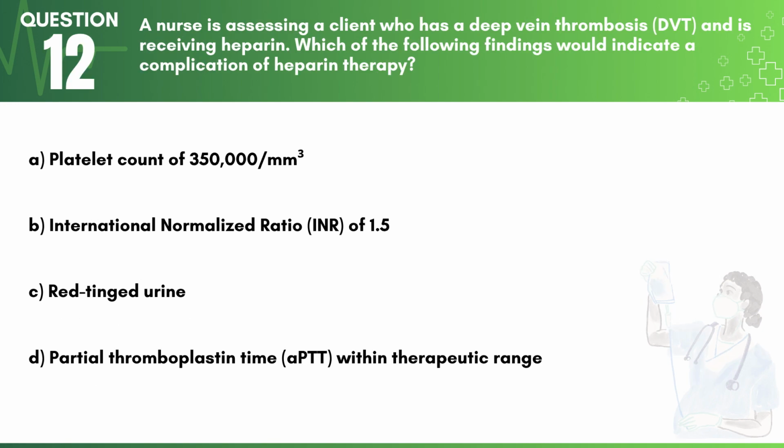Question 12. A nurse is assessing a client who has a deep vein thrombosis, DVT, and is receiving heparin. Which of the following findings would indicate a complication of heparin therapy? A. Platelet count of 350,000/mm superscript 3. B. International Normalized Ratio, INR, of 1.5. C. Red-tinged urine. D. Partial thromboplastin time, APTT, within therapeutic range.